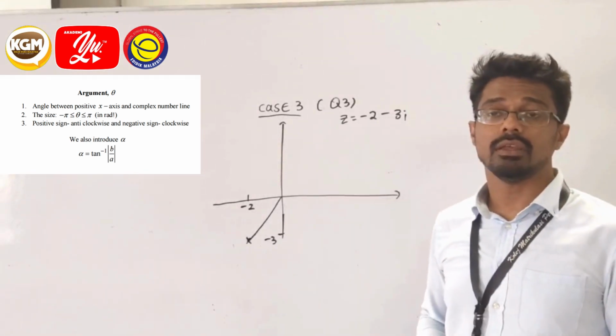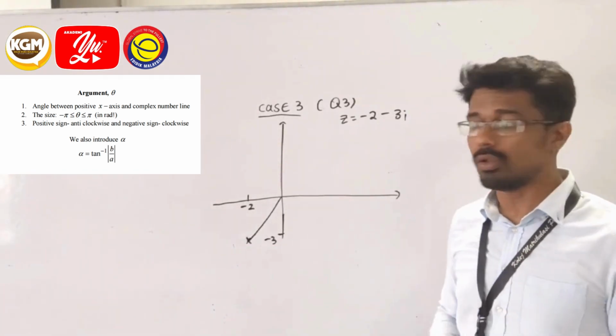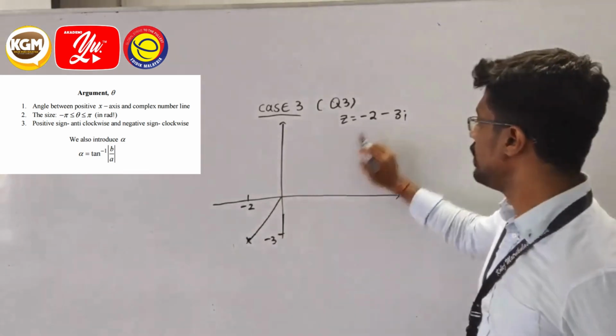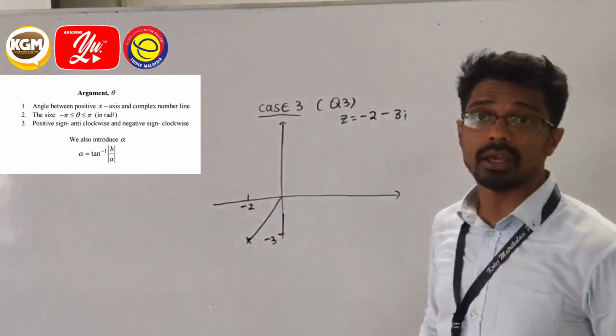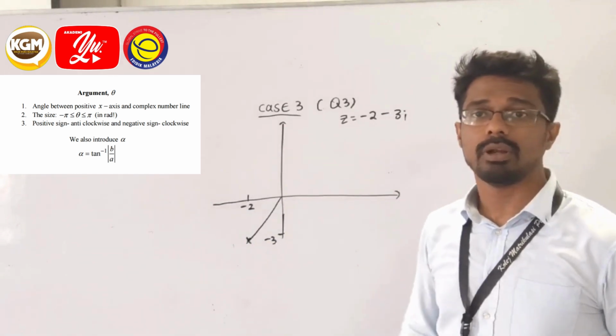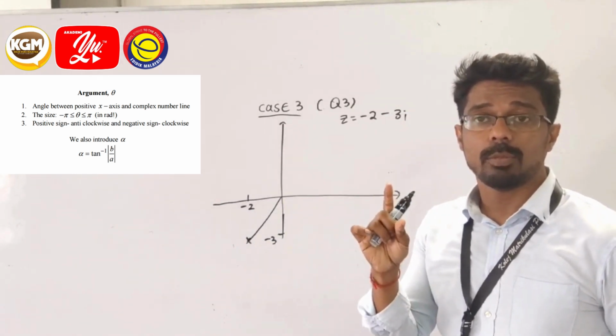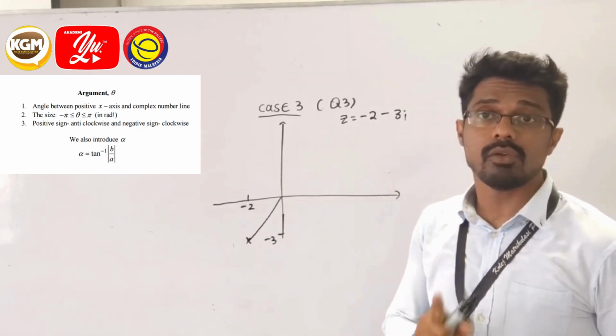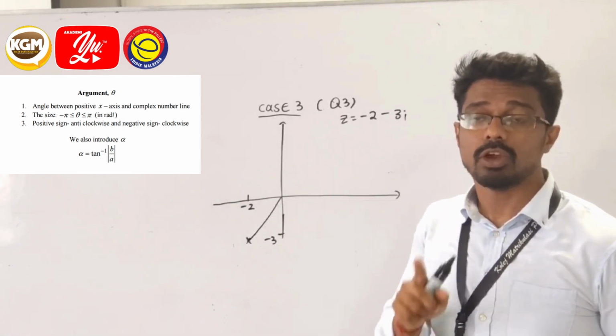Alright, case 3. So case 3, which is in quadrant 3. Why quadrant 3? You can see here, real part negative 2, imaginary part negative 3. No problem, pretty simple. I need to go and put my theta. So here you have to be very, very careful. Okay, you have to follow the definition.